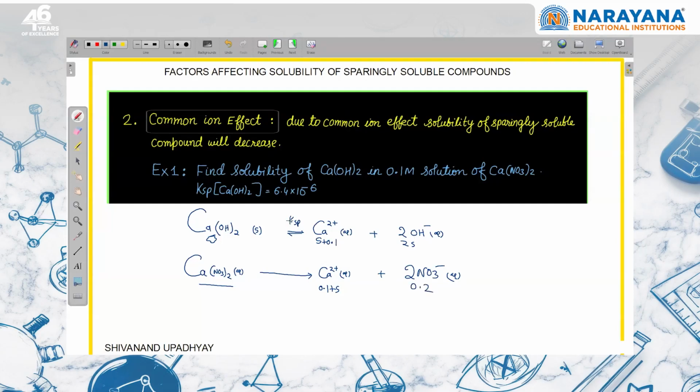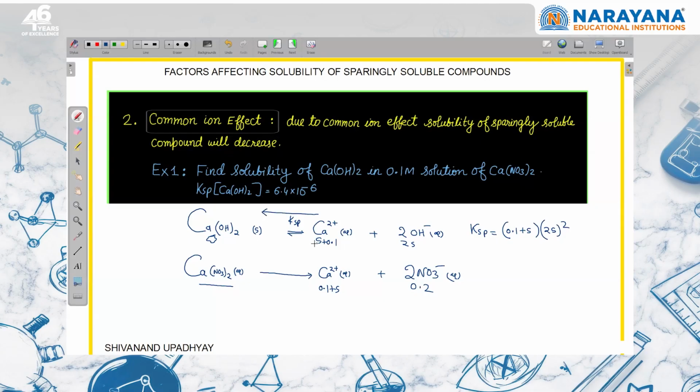We are not changing the temperature, so KSP is not going to change. So KSP is equal to calcium 2 plus ion in the system, which is equal to 0.1 plus solubility, into OH minus ion concentration whole square, 2 times of solubility whole square. The value of KSP is very low and there is common ion effect, so this reaction will move in backward direction.